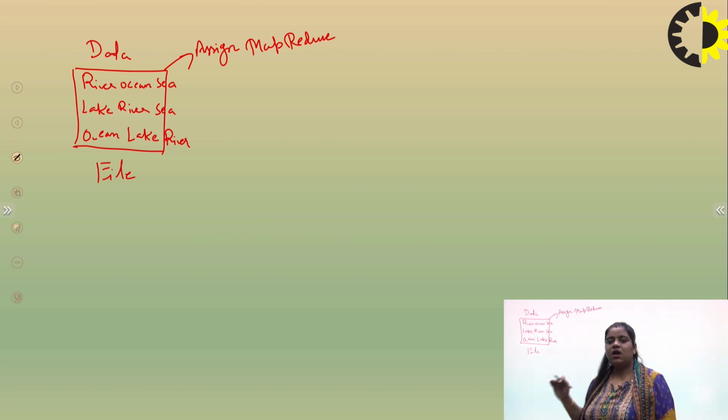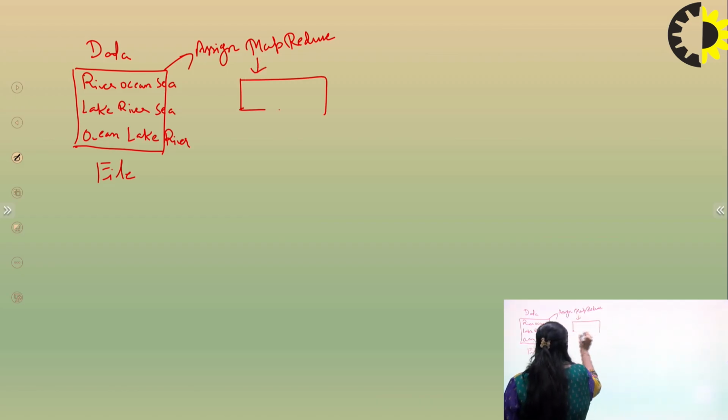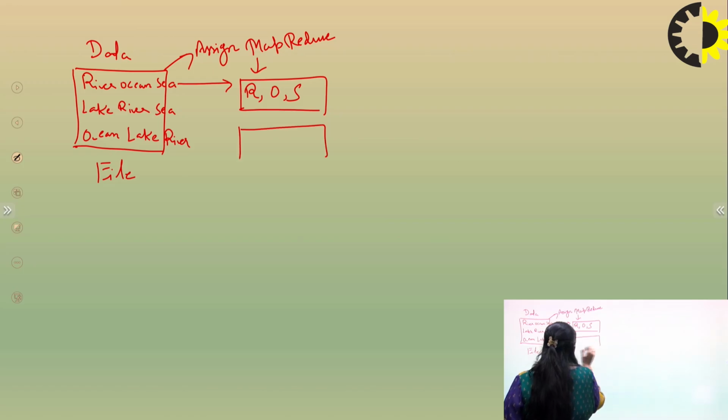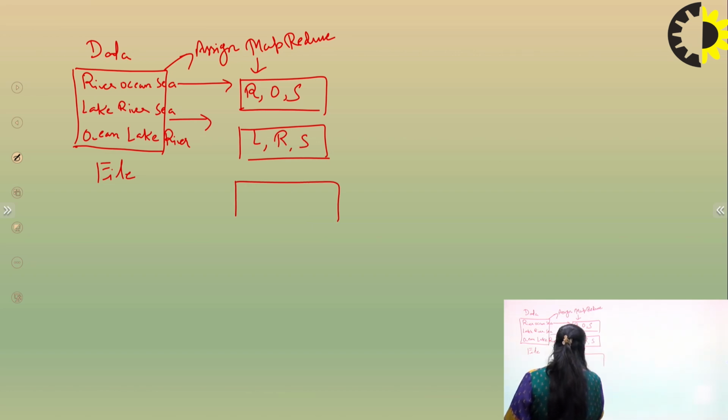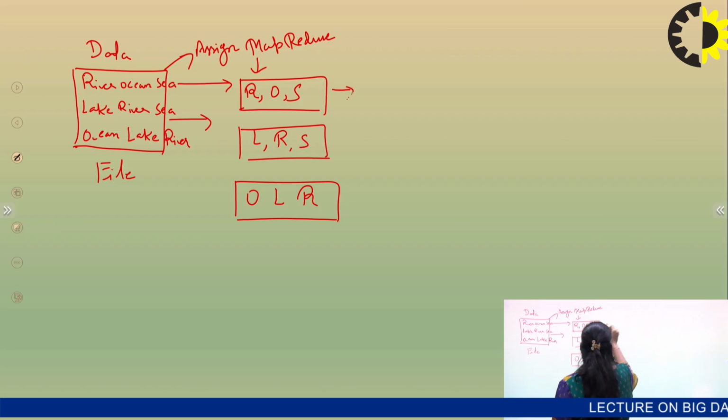Whenever we assign that file to MapReduce, first of all, MapReduce will read that file and decide in how many chunks we can divide it. So here, as you can see, MapReduce will divide that file into three different data blocks. The first block will contain the data of the first line, that is river, ocean and sea. The second block will contain the data of the second line, that is lake, river and sea. And the third block will contain the data of the third line, that is ocean, lake and river. Now MapReduce will pass that file to the mapper.